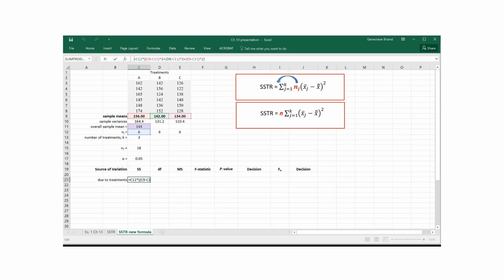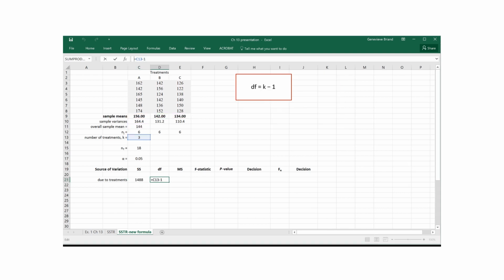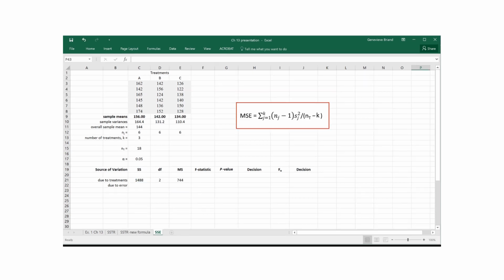Here's how our equation is written in Excel when we do that. Degrees of freedom are k minus 1. Mean square due to treatment is sum of squares divided by degrees of freedom. So now to our next measure of variance, which is the average of the weighted sample variances. Given that each sample variance measures the variance within one treatment, it makes sense that mean square error is called within treatment's estimate of the variance. But since we also are taking the average of those sample variances, it's also called pooled.